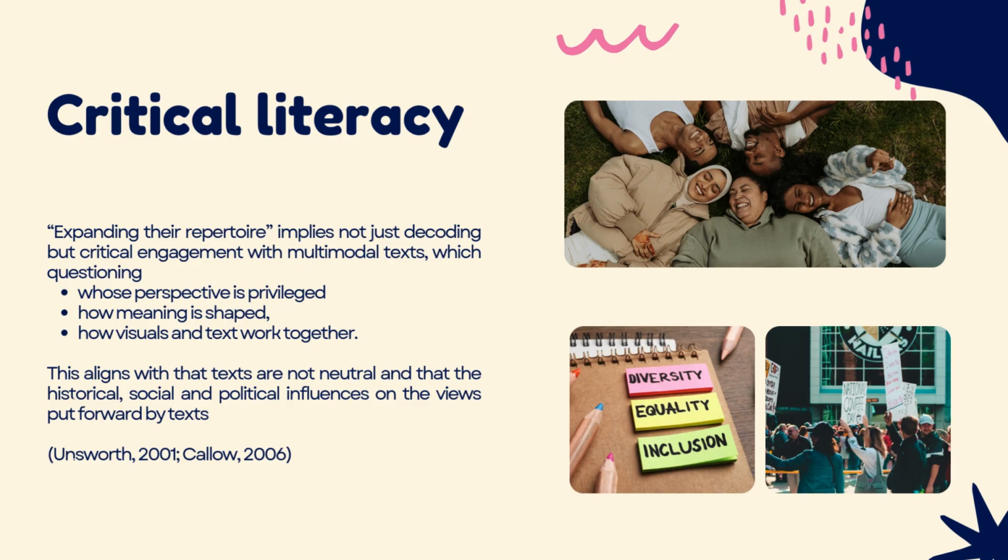So, for critical literacy, expanding the repertoire means moving beyond decoding to a text critic stance. Texts are not neutral. We ask whose perspective is privileged and how visuals and words position the viewer. We make explicit the historical, social, and political influences behind a message so students learn to read with evidence and healthy skepticism rather than automatic agreement.